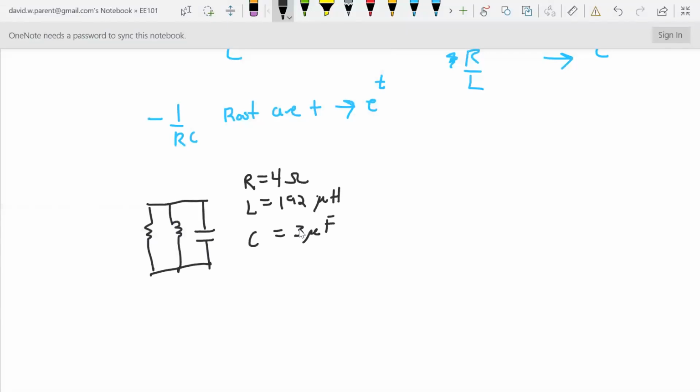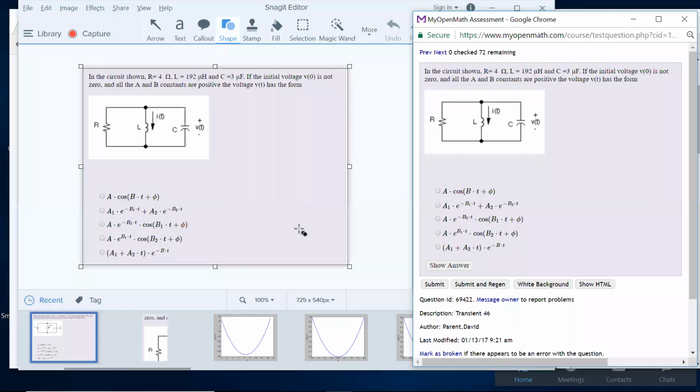So anyway, the question, right, in the circuit, R is 4, L is 192 microhenries, C is 3. The initial voltages are not 0, and neither is the current. Are we going to have a pure cosine, exponential decay, because there's 2 exponents? We have exponential decay times a cosine, right? We have exponential increase times a cosine, and then we have a linear times an exponential decay.